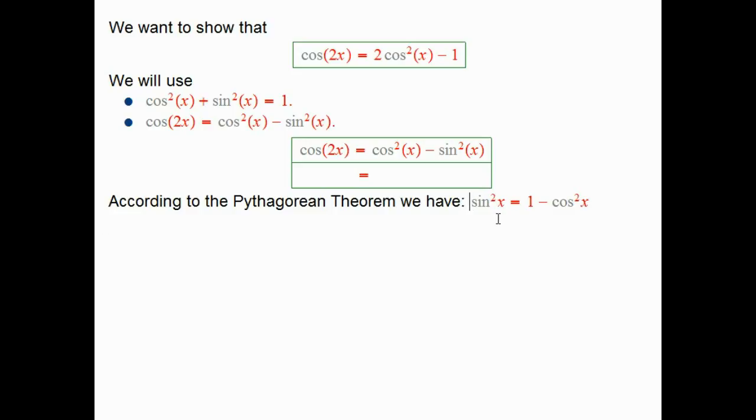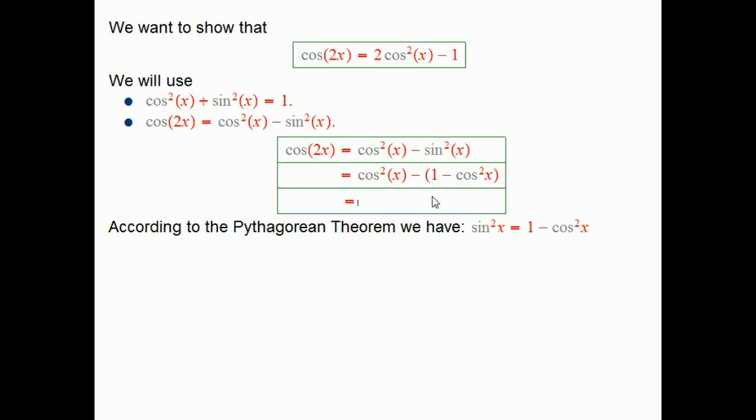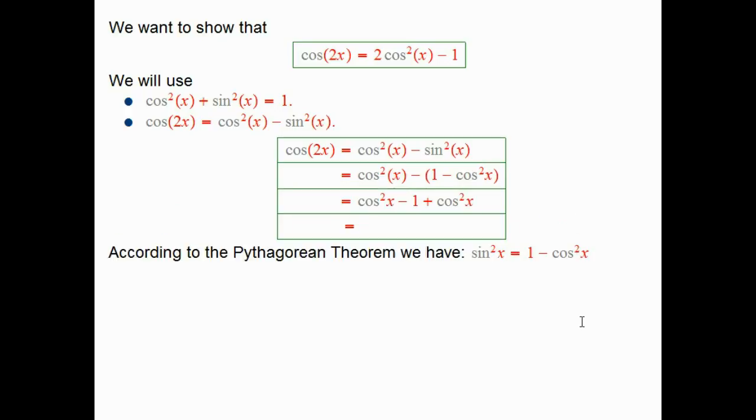So according to the Pythagorean theorem, we have that sine square of x is equal to 1 minus cosine square of x. Now I'm going to substitute that here. So we get that cosine of 2x is equal to cosine square of x minus (1 minus cosine square of x). Now, distributing the negative sign inside the parentheses, we obtain cosine square of x minus 1 plus cosine square of x. Now we can combine cosine square of x with cosine square of x. So we have two copies of cosine square of x, which gives us 2 cosine square of x minus 1. Therefore, we have derived that cosine of 2x is equal to 2 cosine square of x minus 1, which is exactly what we needed.